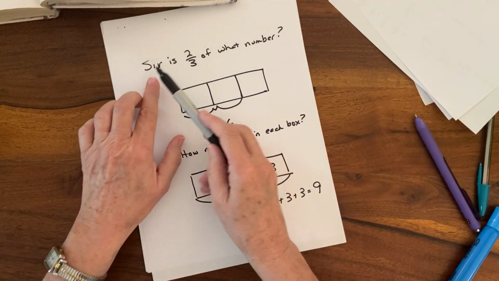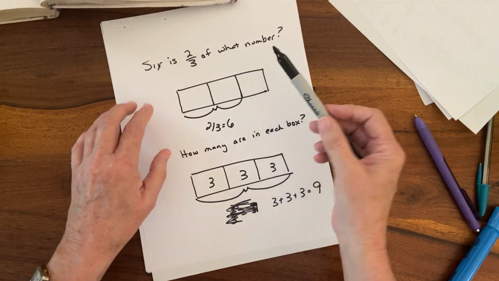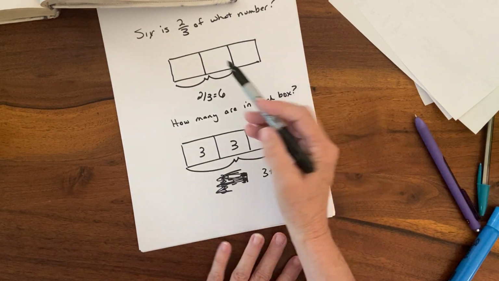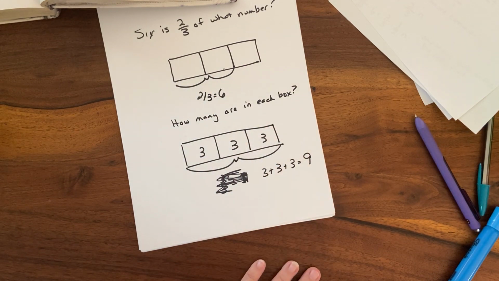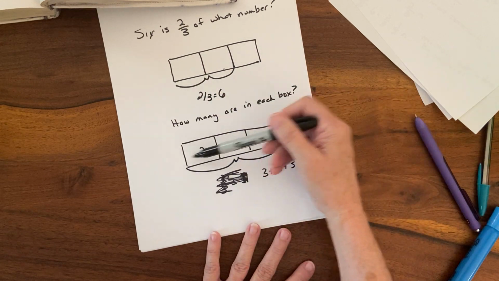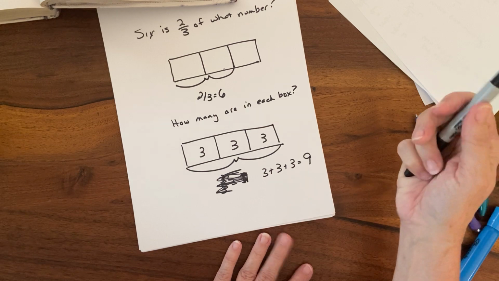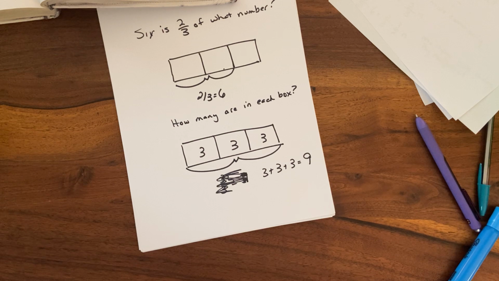So I could do it the same way. 6 is 2/3 of what number? I'm going to look at my denominator, break it into 3 boxes. I know that 2 of those boxes equal 6, right? So if those 2 together equal 6, then I know there's 3 in each box. So 2/3 of the whole thing, 3 plus 3 plus 3 is 9. So again, that works really well as well. You can just apply algebraic expressions from word problems to a lot of situations. So good luck.